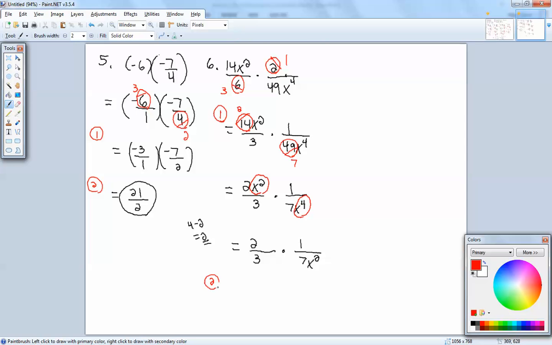Well, now we're ready for step 2. We've done as much simplifying as we can do, so multiply the top parts together. 2 times 1 is 2. Multiply the bottom parts. 3 times 7 is 21, and then we have the x squared. And that's our answer.